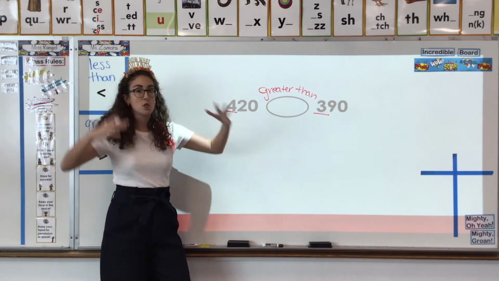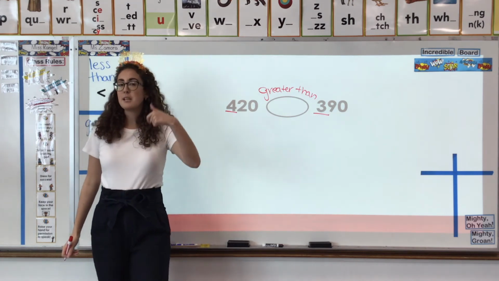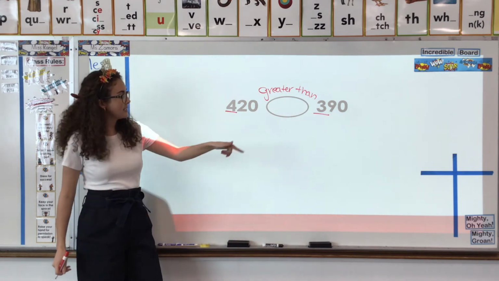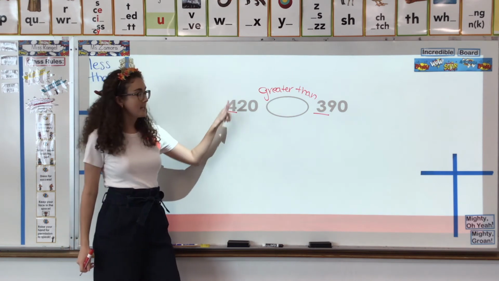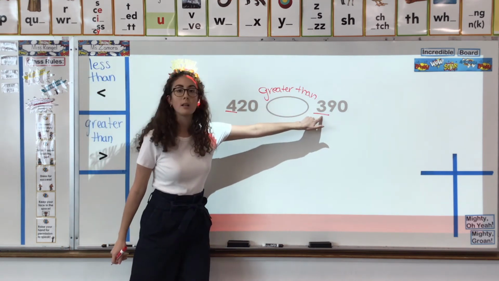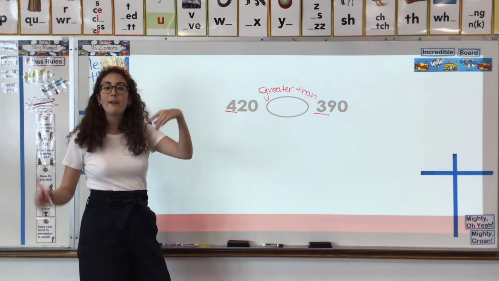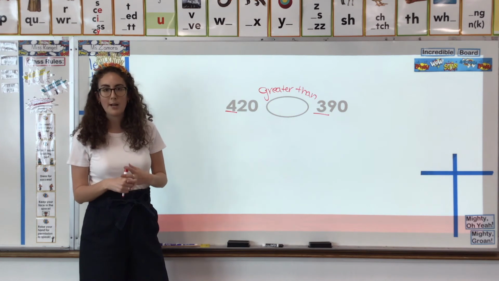420 is greater than 390 because, what was our reason? Because 400s is greater than 300s. We were comparing the hundreds place to figure out which number was greater.